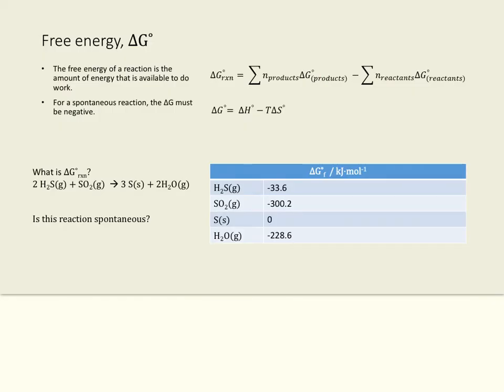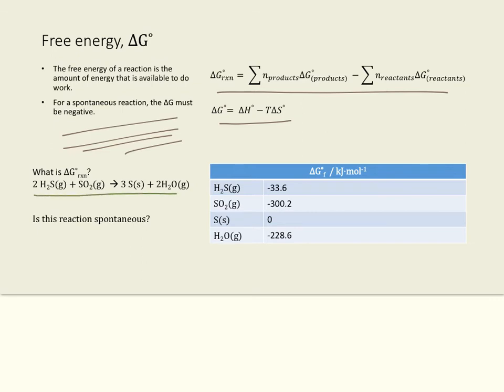All right, free energy. The amount of free energy of a reaction is the amount of energy that is available to do work. And for a spontaneous reaction, the delta G must be negative. So here's one way to find delta G. Here's another way to find delta G. There's a couple other equations, but we're just going to work with this right now. So if we have this reaction and these are the values that we have for delta G, then we want to know if it's spontaneous. I'm just going to find delta G and see if it's negative.